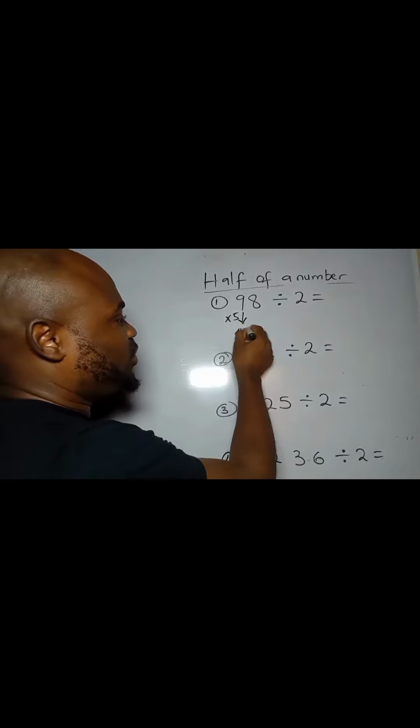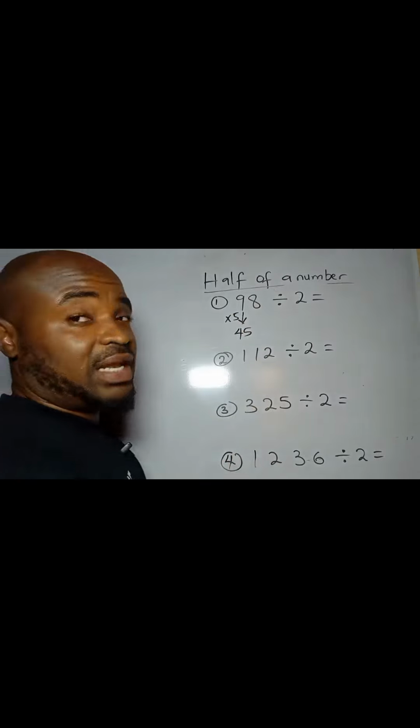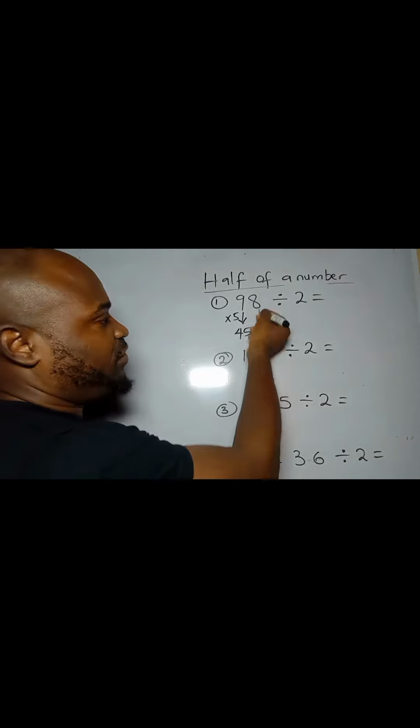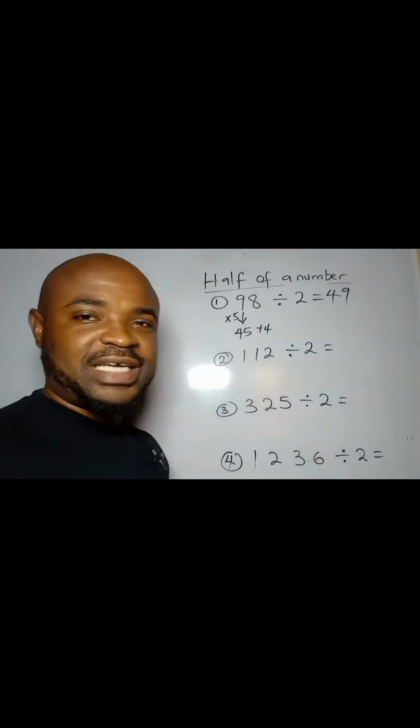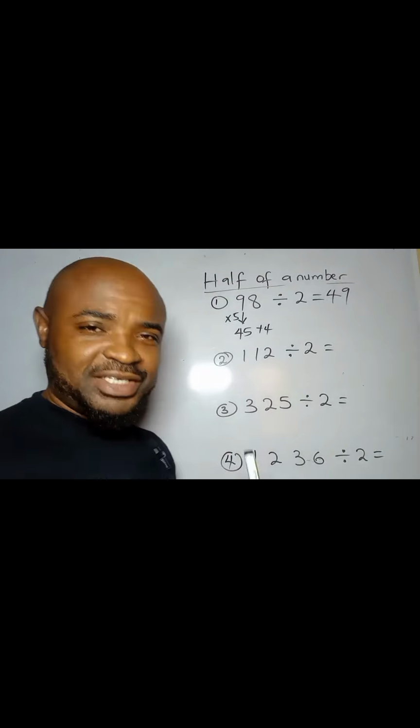9 times 5 is obviously what? 45. What is half of the last digit? That is the unit digit. Half of it is 4. Then 45 plus 4 is what? 49. And obviously 49 is what? Half of what? 98. Amazing trick, right?